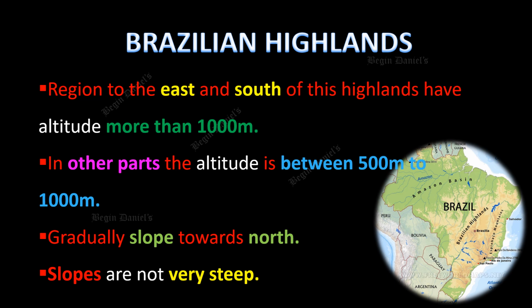Brazilian highland. The region to the east and south of these highlands has altitude of more than 1000 meters. In other parts of this Brazilian highland, the altitude is between 500 meters and 1000 meters. It gradually slopes towards the north. Slopes are not very steep in the Brazilian highlands.